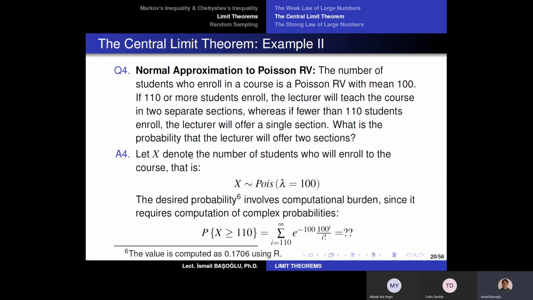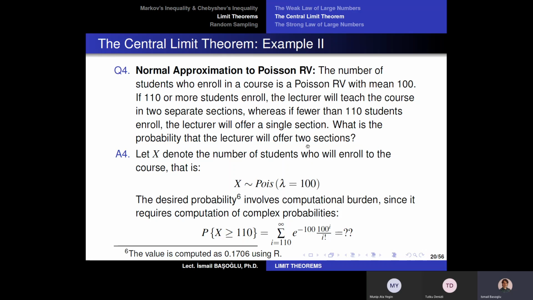So we say that X denotes the number of students who will enroll to the course. Therefore, X is a Poisson random variable with rate parameter equal to 100. So this is the random variable that is of interest to us. And the desired probability is what?